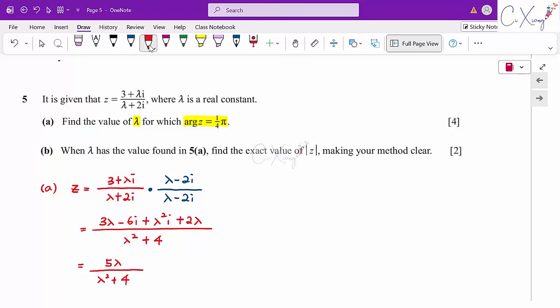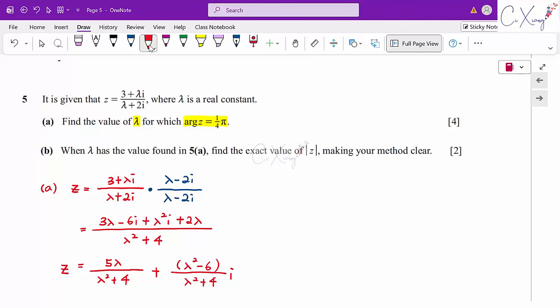This is the real part. Then plus the imaginary part, negative 6i plus lambda square i. Grouping them together, I have lambda square minus 6 divided by lambda square plus 4, with the i at the back. This is the imaginary part of the complex number z. After we rationalize it, this is what we have: real part x plus yi. This is the complex number z.